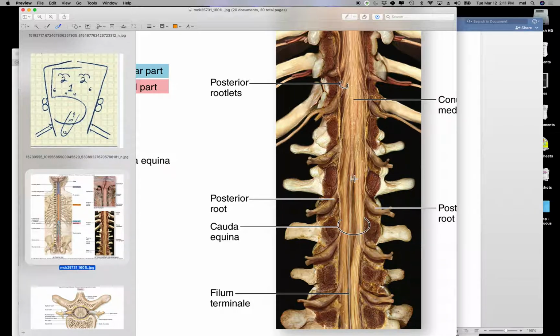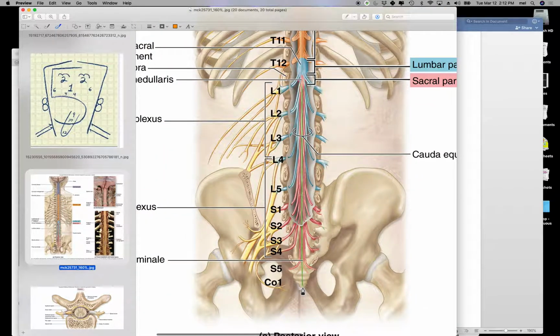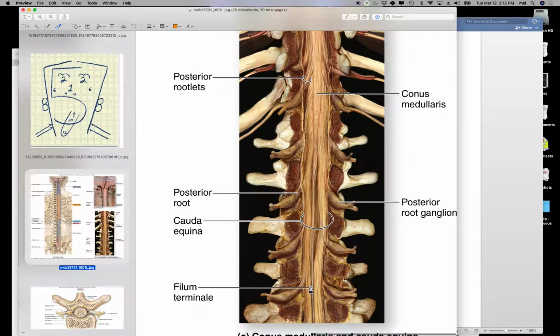Here's what it does. It holds onto the end of the spinal cord. It straps it all the way down and attaches it to the sacrum to hold it in position. Yeah? So the pia mater continues, right, even after the spinal cord ends. And it attaches it all the way down. You can see it right there, right? It's attaching it all the way down to the sacrum. Good? Okay. So Filum Terminale means last hair.